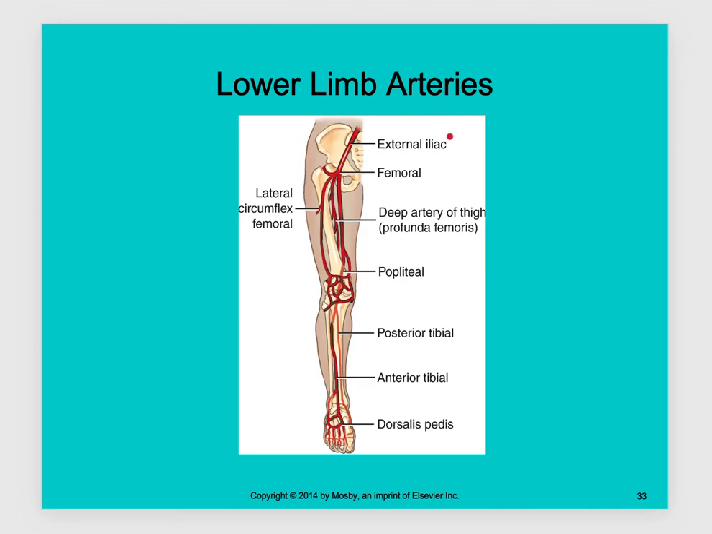So your lower limb arteries: you have the external iliac artery to the femoral. It branches. You have your lateral circumflex femoral, and you get some deep arteries to the thigh. At the back of the knee, you get the popliteal. You get your posterior tibial and your anterior tibial, so one posterior, one anterior, and then your dorsalis pedis arteries. Those are the ones that supply blood to your lower limbs.